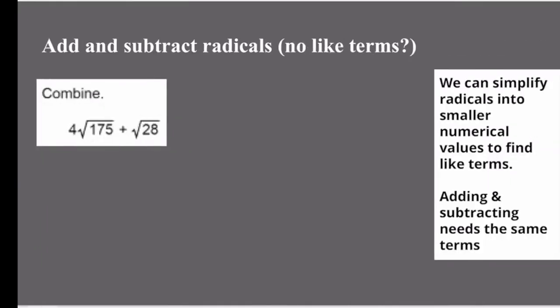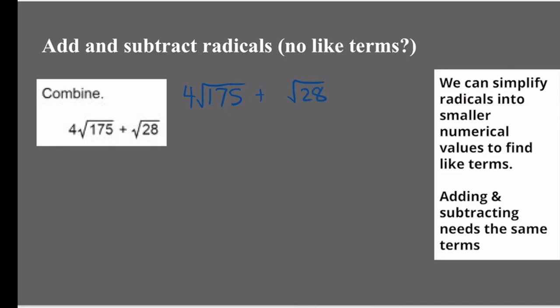So here's another example. Add and subtract radicals. 4 radical 175 plus radical 28. So there is no like term here. So I guess you're done. No, it's not that easy.